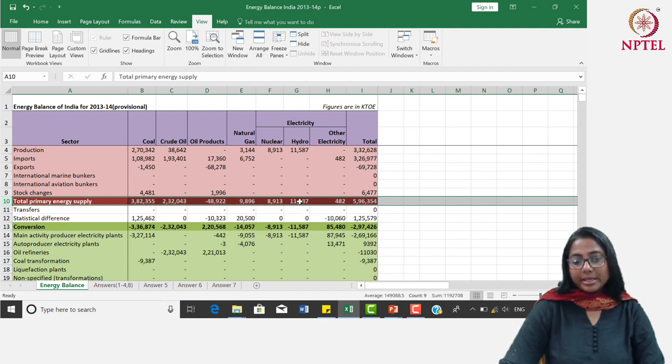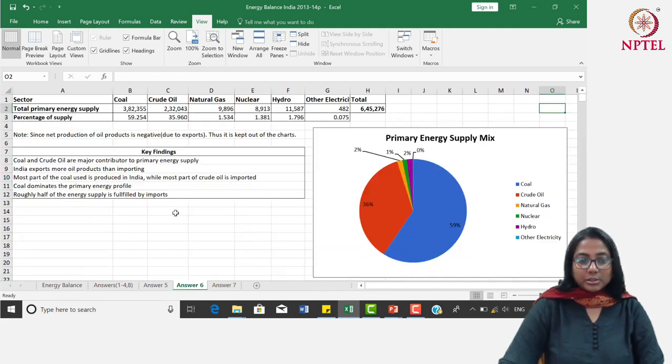Now remember one thing, this is the mix in the primary energy supply, and this electricity is essentially the primary form of electricity. We are not talking about total primary plus secondary energy supply. Then we have to do some other manipulation here. So coming here, these are the figures. This is the total primary energy supply, the row that we just had highlighted there. And we are trying to see the percentage of supply.